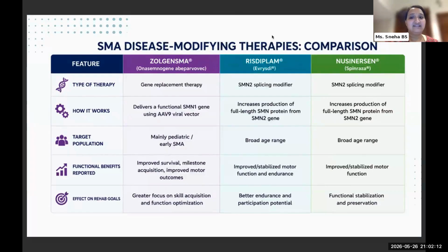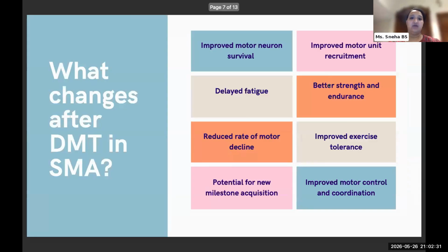Now moving to the disease modifying therapy, we have Zolgensma, that is gene therapy, oral risdiplam, and then nusinersen. So I'm not going to get into the details of this, but currently with the advent of these three drugs, things have definitely changed therapy wise as well. So what changes in the muscle after DMT?